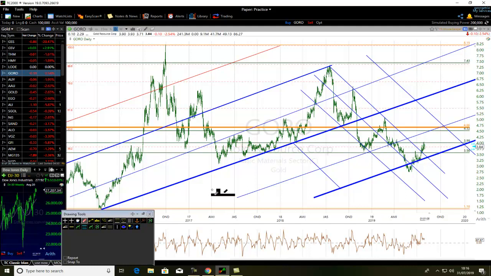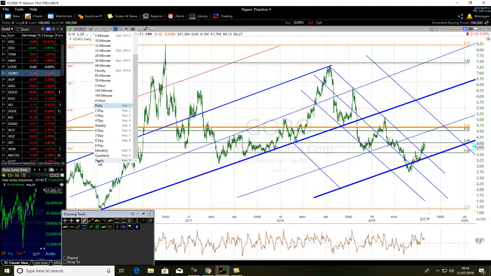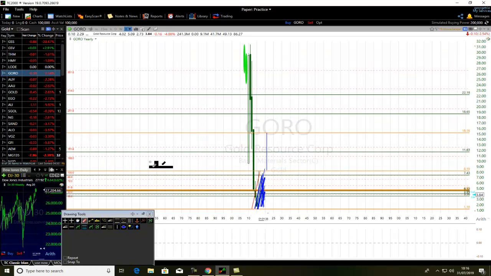Charlie Papa Lima, CPL number 1. CPL stands for critical price level. Critical price level number 1 is the opening price of last year. So this year is which year? 2019. So what is the last year? Last year is 2018. So the opening price of 2018, of last year, is the critical price level number 1.